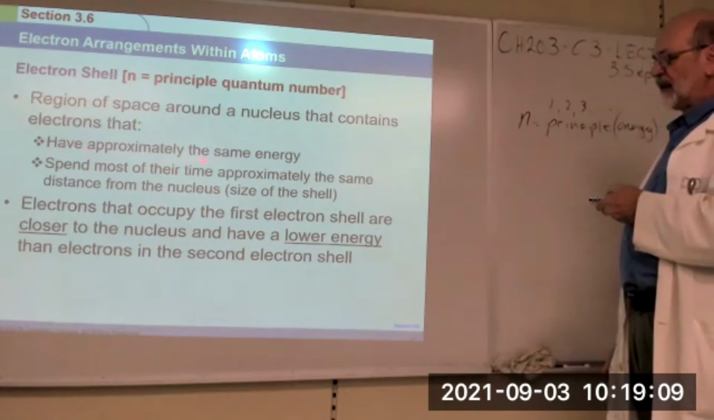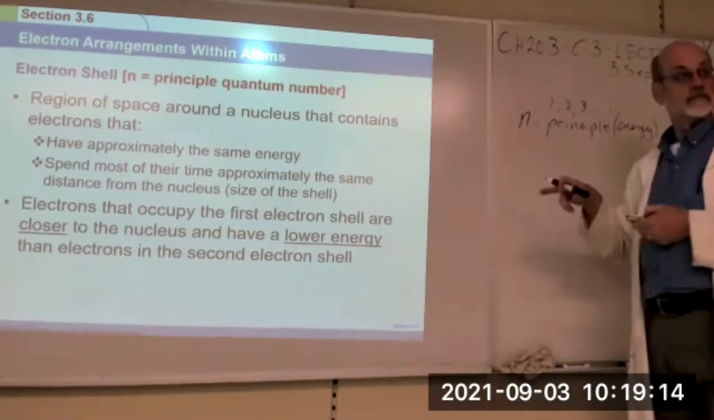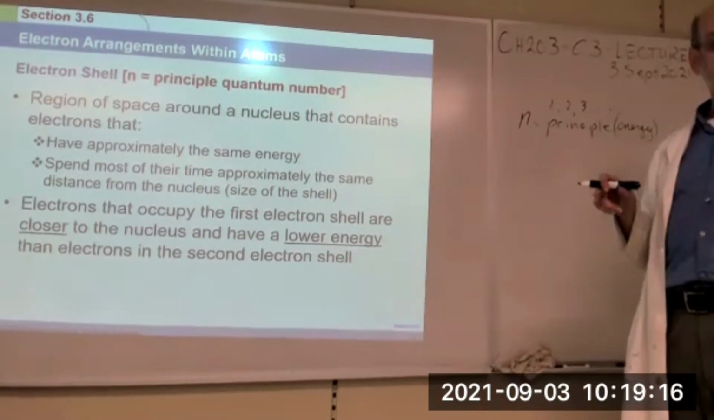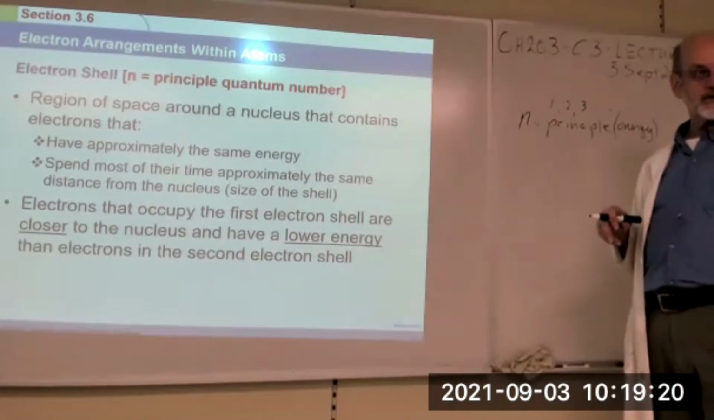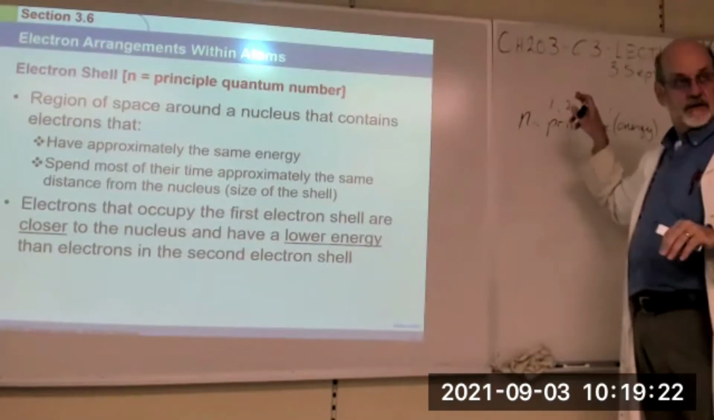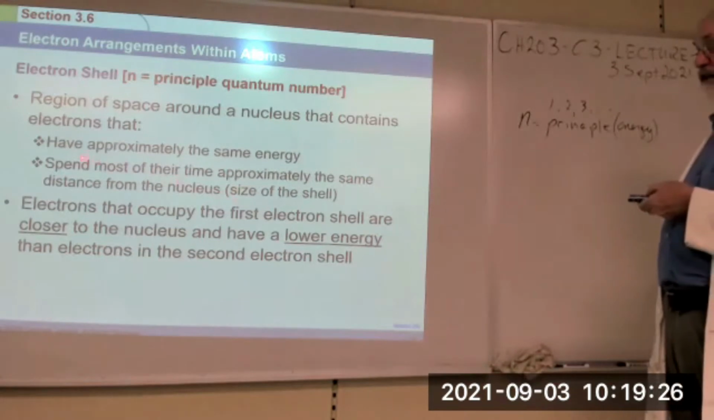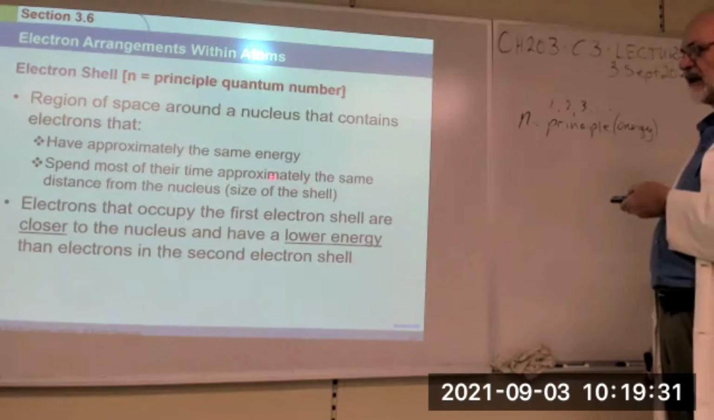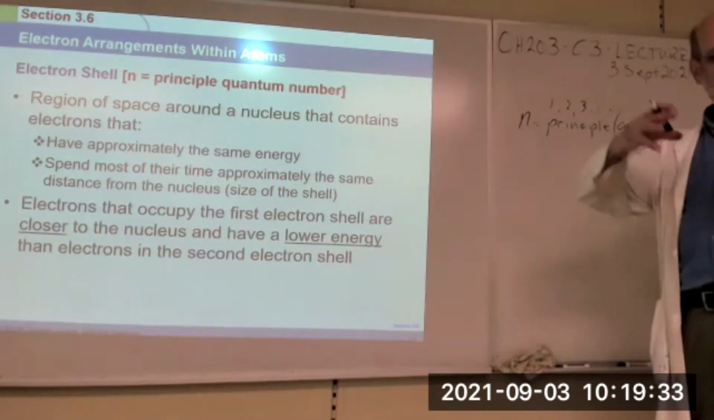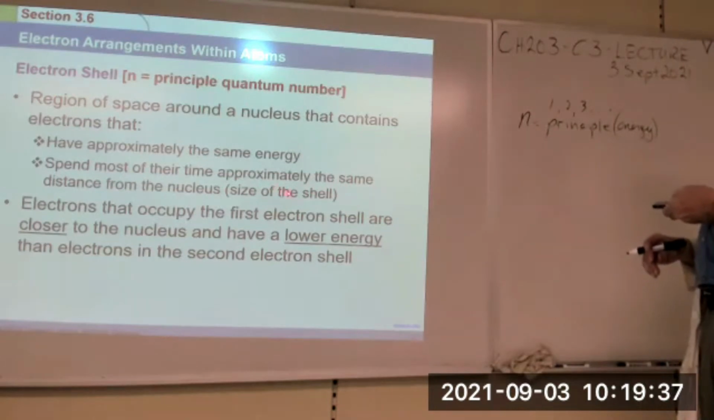They have approximately the same energy if electrons have that number. Right. Well, we're going to describe 4 numbers. These are quantum numbers. The first one is energy. And when they have that number, they spend most of their time at approximately the same distance from the nucleus, this shell.